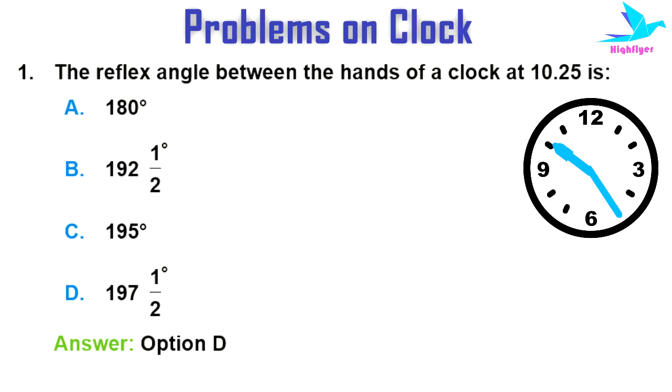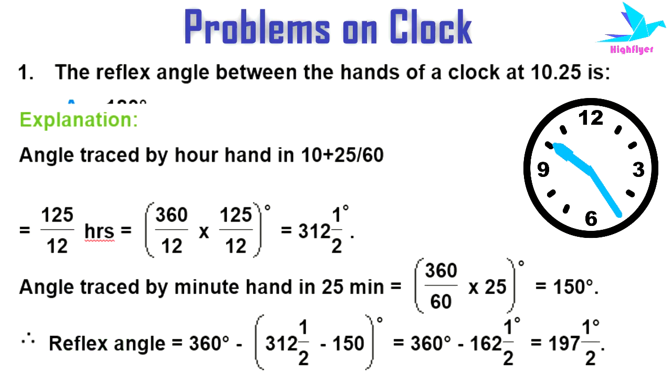The reflex angle between the hands of a clock at 10:25 is, the options are 180 degrees, 192 and a half degrees, 195 degrees, 197 and a half degrees. The right option is option D, 197 and a half degrees. Let's see how. Now in this case, let's first convert 10 hours 25 minutes completely into hours. That is equal to 10 plus 25 by 60 hours. That is equal to 125 by 12 hours.